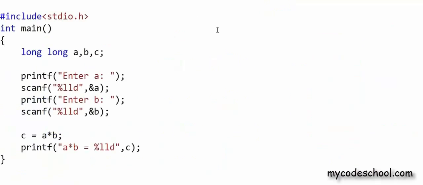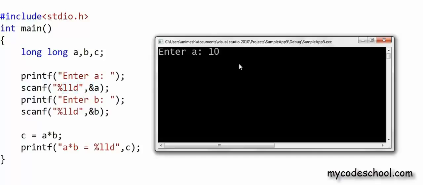Now in this program that we had written earlier, I'm declaring a, b and c as variables of type long, or I can also say long int. Placeholder for long or long int is %lld. So as you can see in scanf and printf statements, I'm using %lld as placeholder. When I'm running this program, passing a as 100,000 and b as 200,000, I'm getting 2 into 10 to the power 10 as output now.